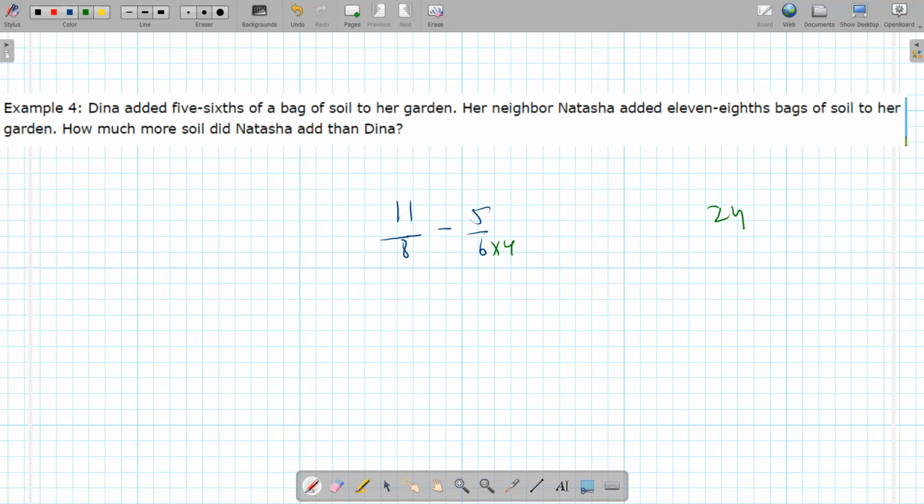So we multiply the 6 fraction by 4. What do we multiply the 8 fraction by? By 3. Yeah, by 3. So we have 33/24 minus 20/24, yeah? So 13/24.